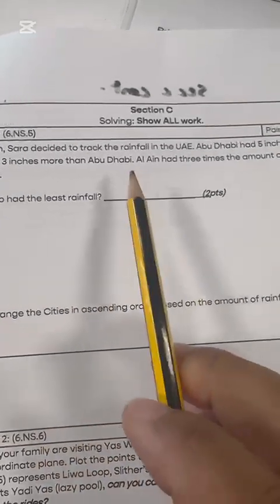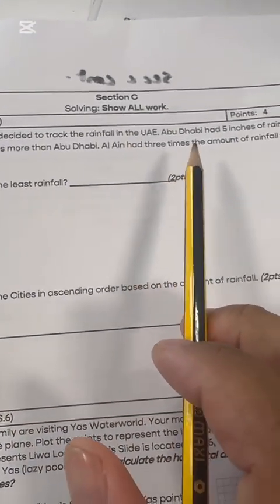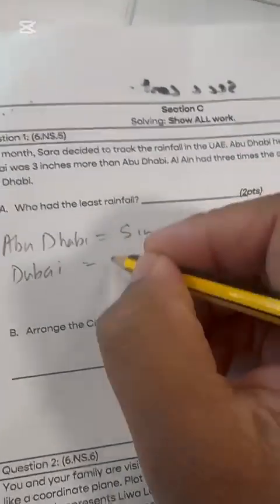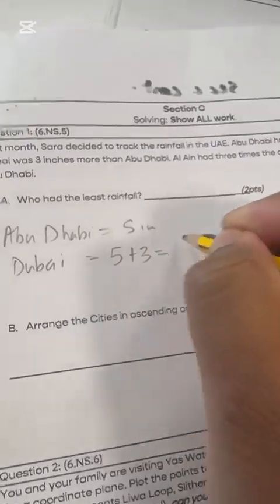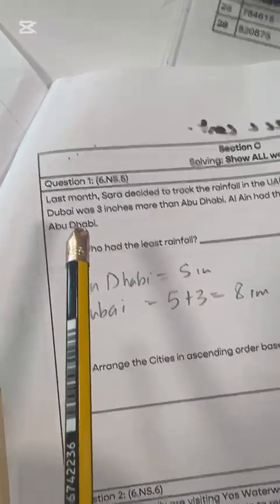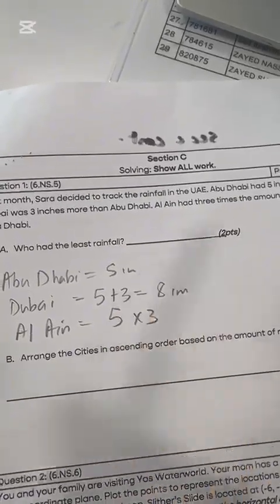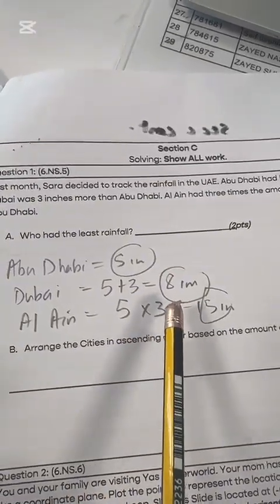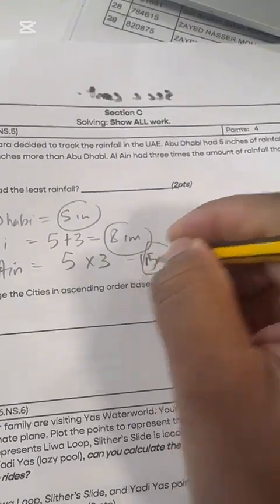Last month, Sarah decided to track rainfall in the UAE. Abu Dhabi had 5 inches. So we're going to list this rainfall. Dubai had 3 more inches than Abu Dhabi. So there it is, Abu Dhabi has 5, Dubai had 3 more, so 5 plus 3 equals 8. Then it says Al Ain had 3 times the amount of rainfall as Abu Dhabi. Abu Dhabi had 5, so 3 times would give us 15. So we know that Abu Dhabi had 5, Dubai had 8, and Al Ain had 15 inches of rainfall.